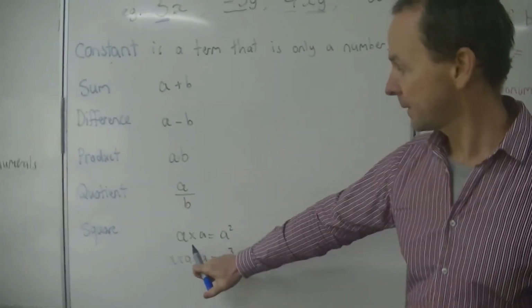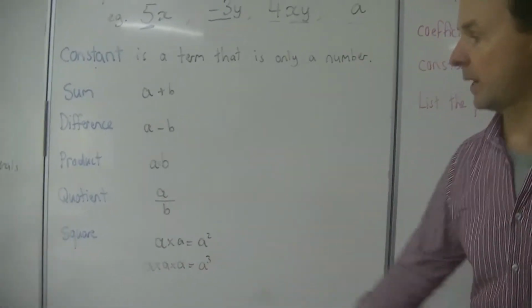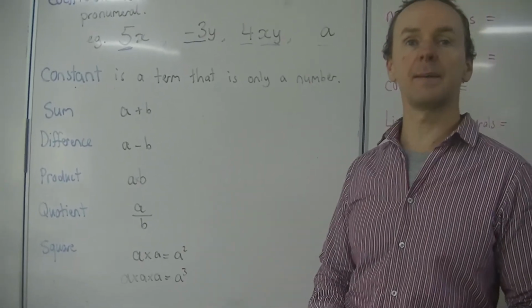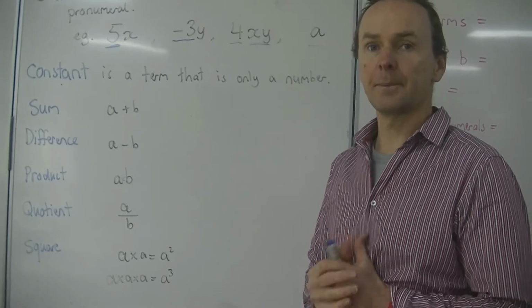And square. Square is A times A is A squared, and then I just wrote the next one, A cubed, and then A to the power of 4, and so on. So you can keep on writing as many of those as you like. Excellent.